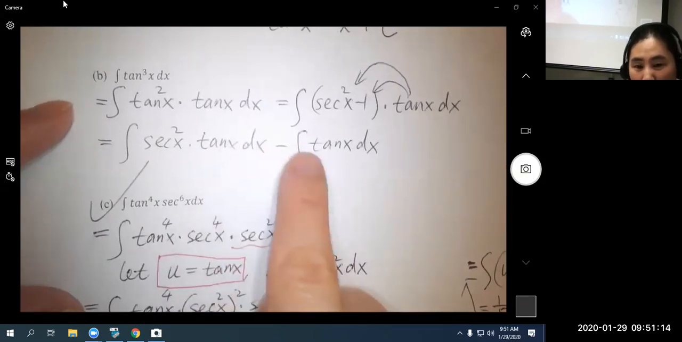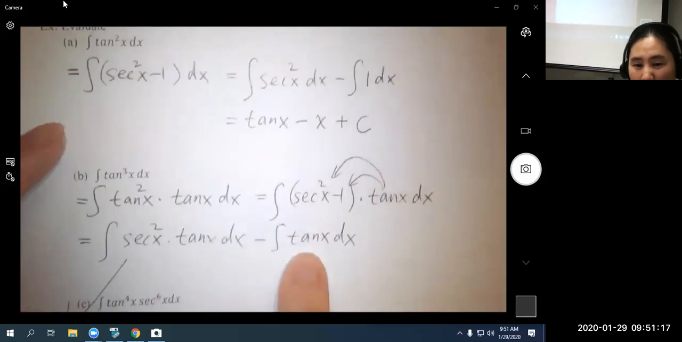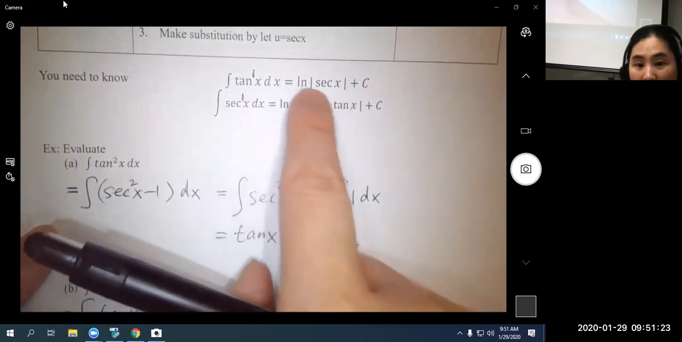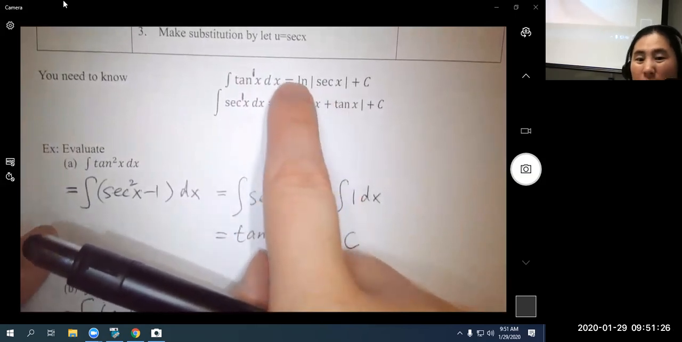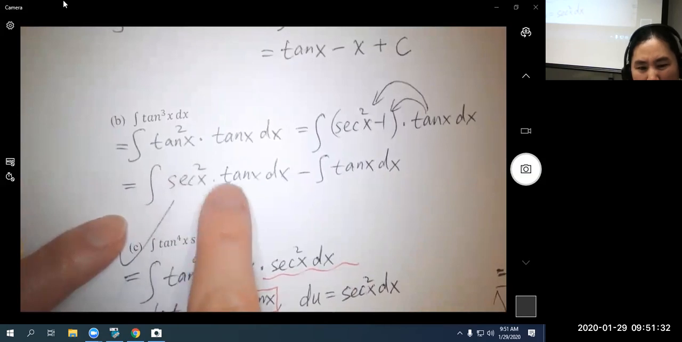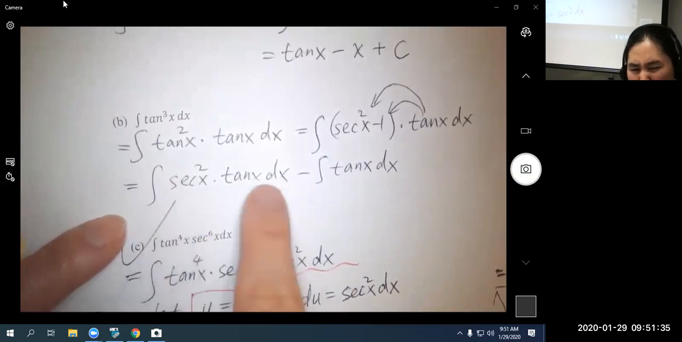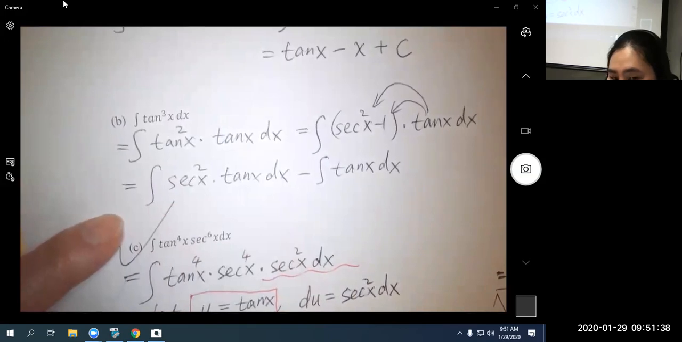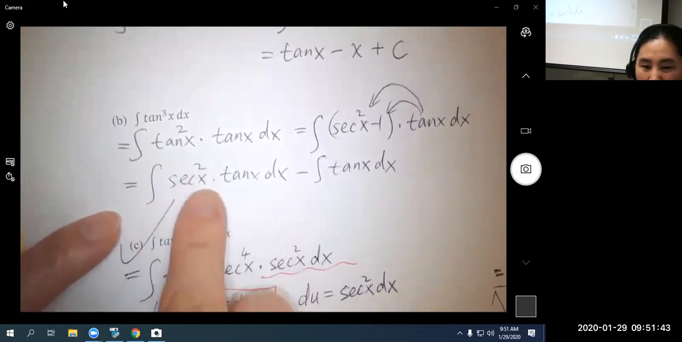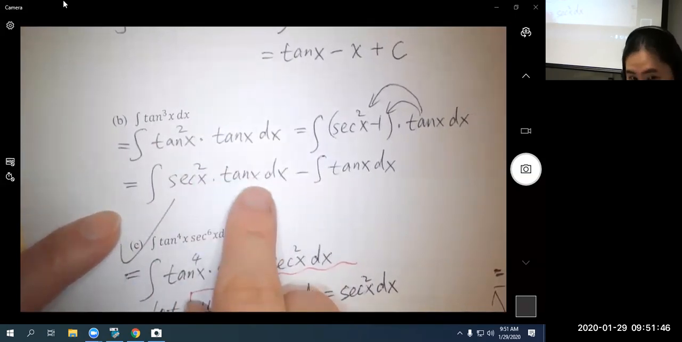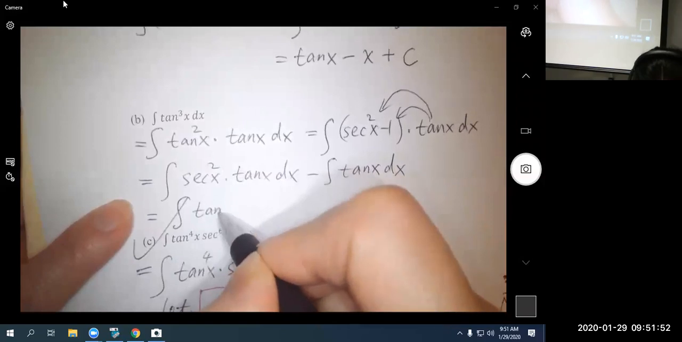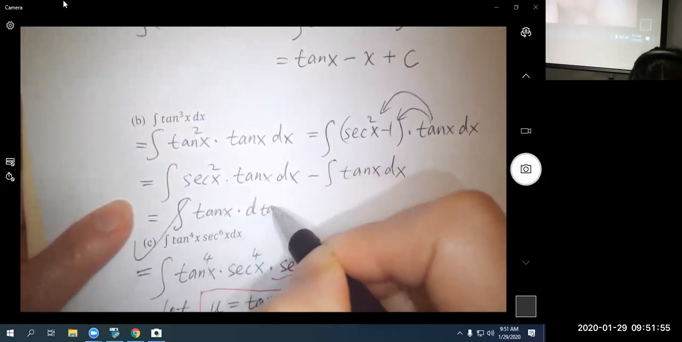Now for these two integrals, what is the integral of tangent x? Do we have to do anything? No, right? Just write down the answer, okay? It's ln absolute value of secant x, okay? Then how about the integral of secant x squared times tangent of x dx? How should we deal with this? We know secant x squared is the derivative of what? Tangent, right? So we can rewrite this integral as tangent x times d of tangent x.